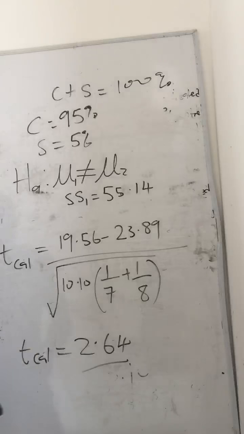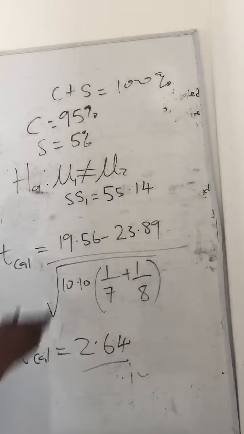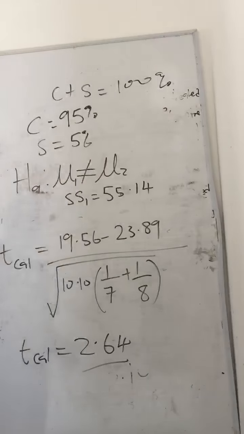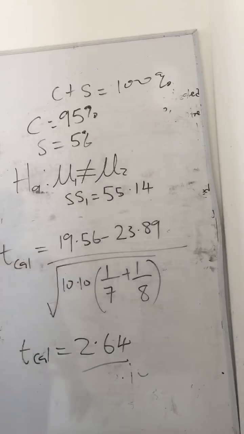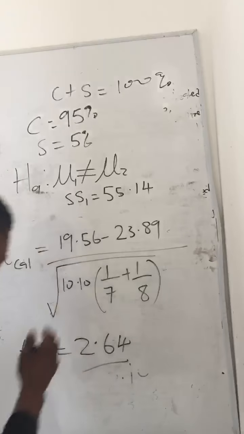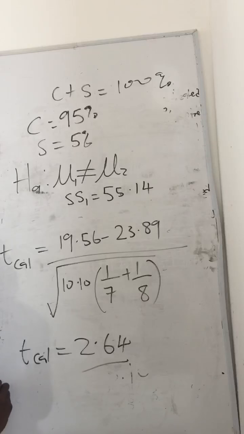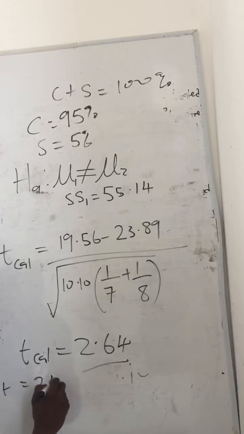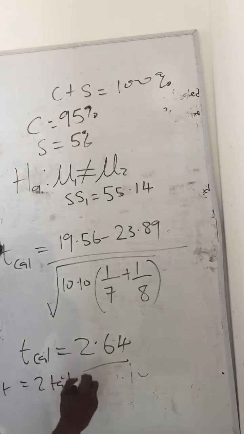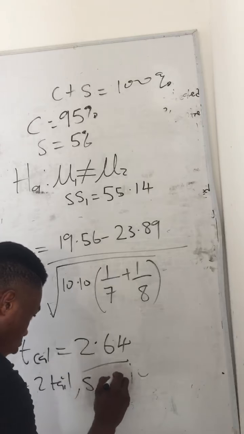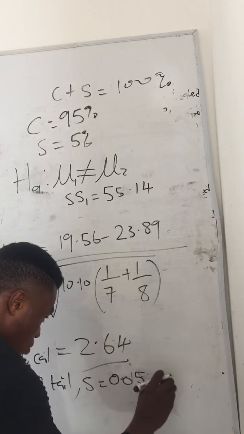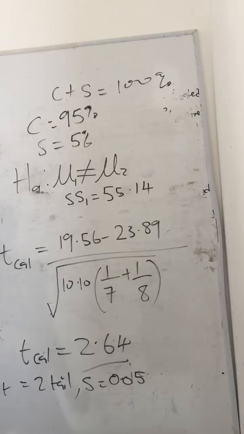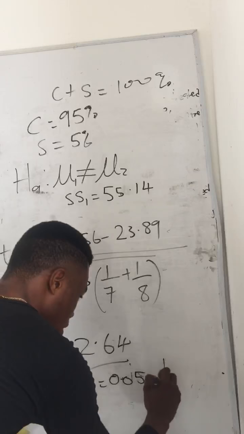Right? So now let's go back to our alternate hypothesis. From our alternate hypothesis you can see that this is a two-tailed test. So because it's a two-tailed test, we are reading our T critical, two-tailed, significance equal to 5%, which is the same as 0.05. That's our significance. And our degree of freedom, DF.